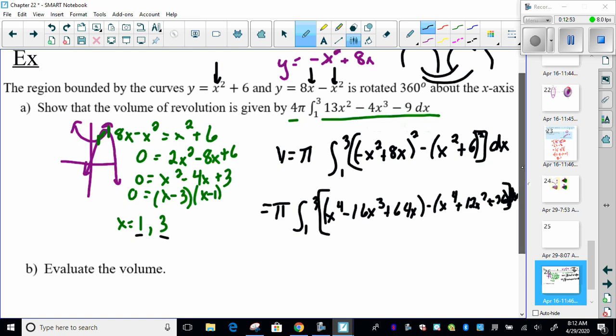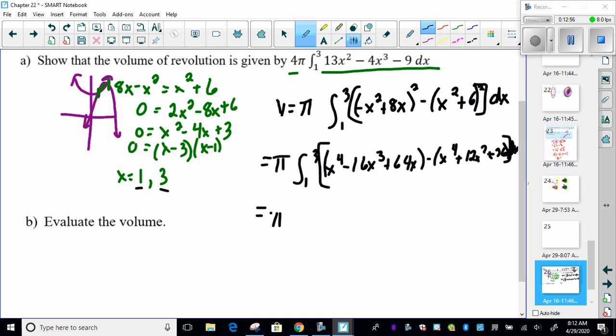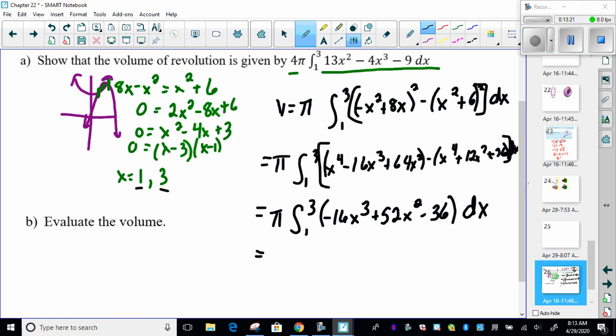Okay, continuing to simplify. That gives us pi integral 1 to 3. And then combining all those like terms, my x to the 4ths go away. I end up with negative 16x cubed plus 52x squared minus 36, dx. Okay, let's integrate that. Oh, nope, we wanted to show it. It was a show that problem. We'll evaluate the volume in just a moment.